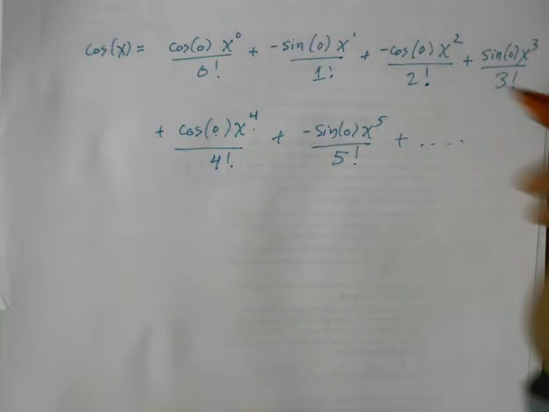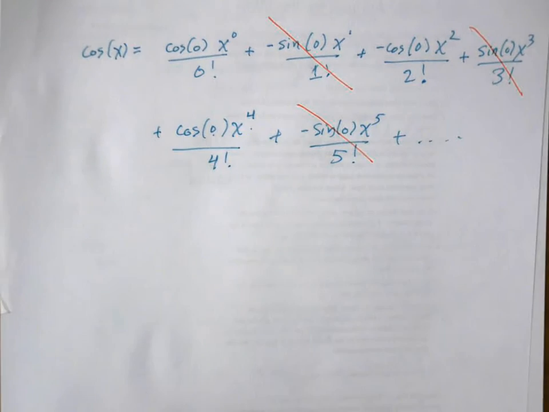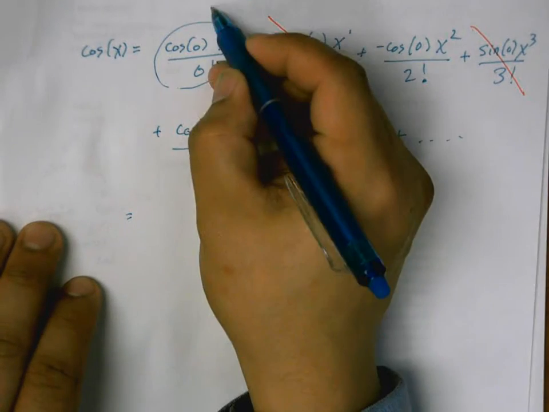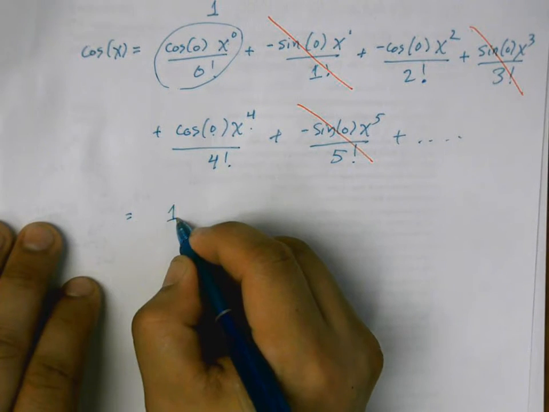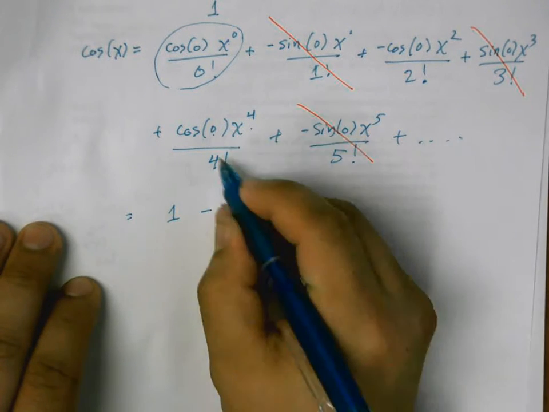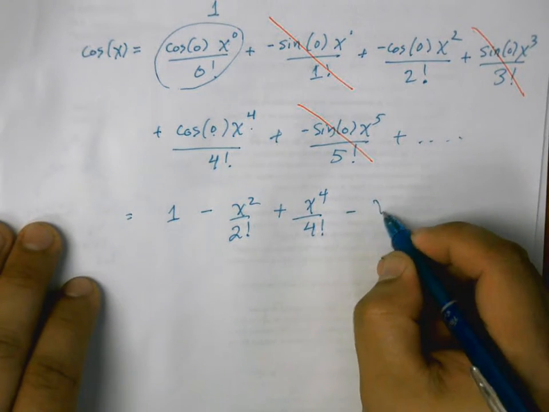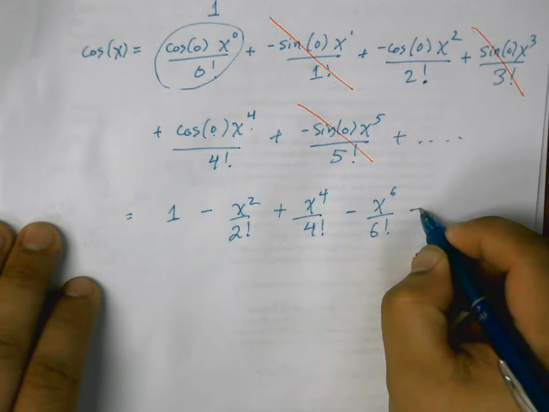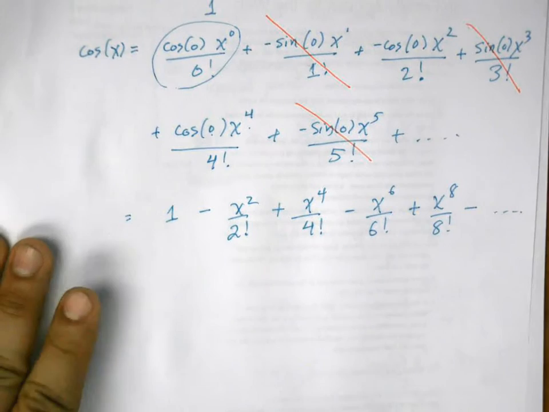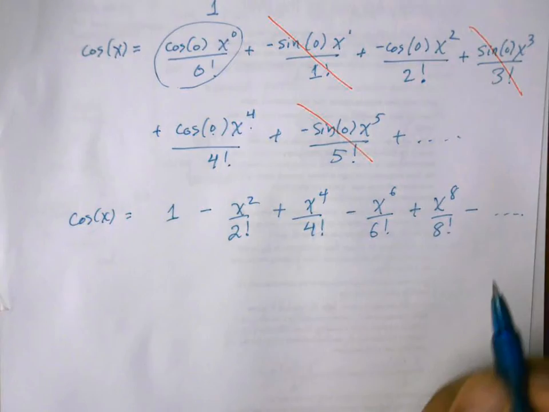Well, let's do what we did last time again. So the sine functions are going to cancel and destroy all of the odd powers this time. And what you have left here, that's just 1. Okay, this is just 1 minus x squared over 2 factorial plus x to the fourth over 4 factorial. And this pattern is going to continue. It's going to be negative x to the 6th over 6 factorial plus x to the 8th over 8 factorial, and so on.